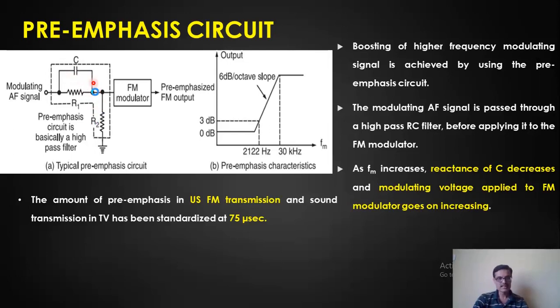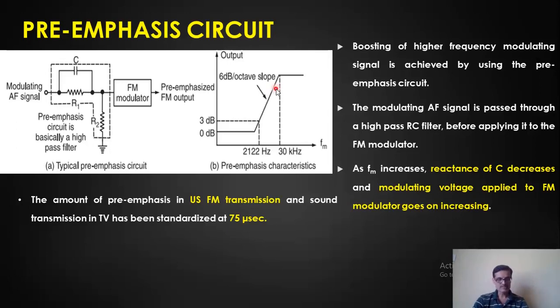The value of R and C decides this cutoff frequency of the filter. The cutoff frequency is 2122 hertz. So above this we have to increase the amplitude, the output voltage, for all these frequencies with respect to this particular curve, up to say 30 kilohertz. That's the range actually, 20 hertz to 20 kilohertz. They have taken up to 30 kilohertz in this particular figure.